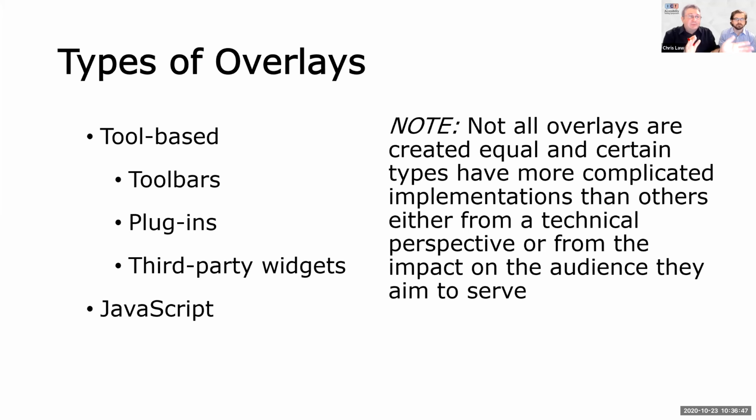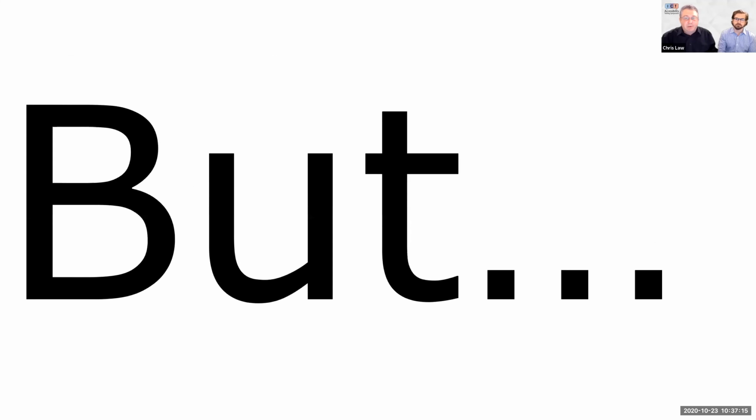Okay. Anyway, types of overlays. We have tool-based overlays such as toolbars, plugins, third-party widgets. It can be JavaScript-based. And a note here, not all overlays are created equal. There's many, many different types of overlays. Certain types have more complicated implementations than others, either from a technical perspective or from the impact of the audience they aim to serve. I said there was a big but. On my screen, I've got a very, very big but.